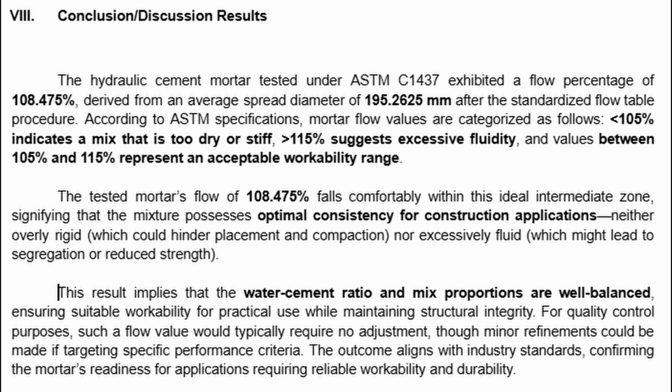Conclusion and discussion. So the hydraulic cement mortar tested under ASTM C1437 exhibited a flow percentage of 108.475%, derived from an average spread diameter of 195.2625 mm after the standardized flow table procedure. So according to ASTM specification, mortar flow values are categorized as follows.